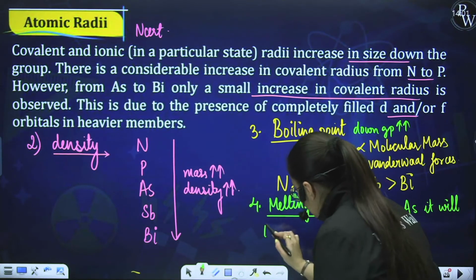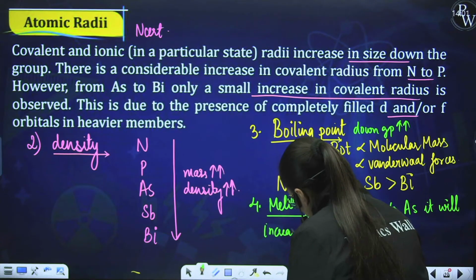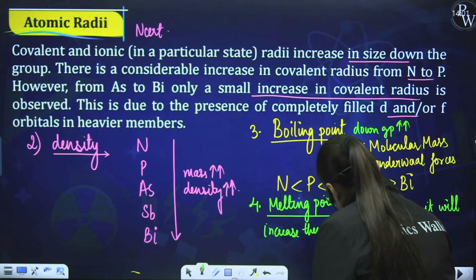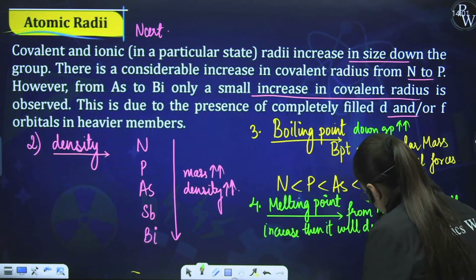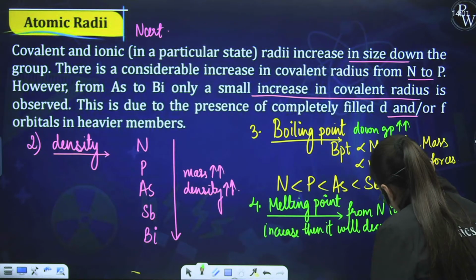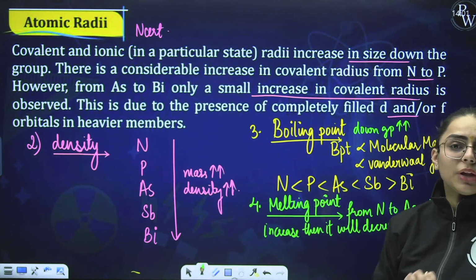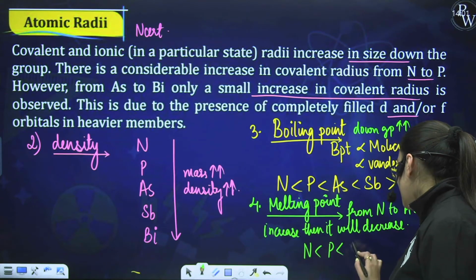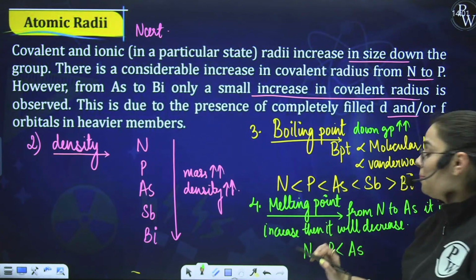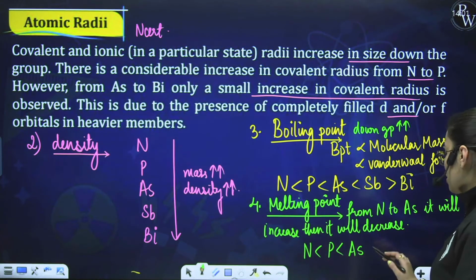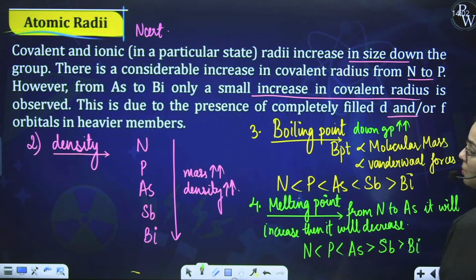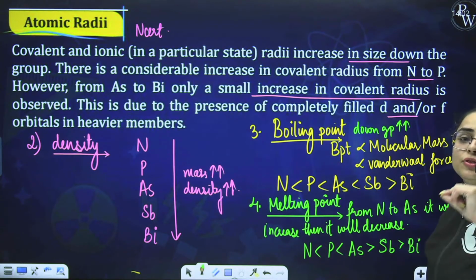It will increase, then it will decrease. So what will be our order? Again, if I ask, it will increase, that means arsenic will have more melting point and then it will decrease. So it will be like this: antimony, bismuth. So don't get confused between both of them.